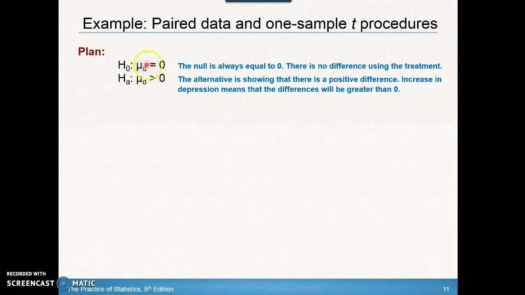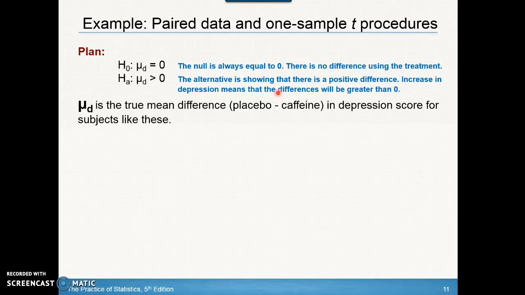Why? Because that's telling your reader that I took a look at the differences and then I'm comparing the differences. That tells the reader what you're doing, okay? And then the alternative, same thing. It can be less than 0, greater than 0, not equal to 0, but it has the same notation. This tells the reader that we're looking at the differences. The alternative is showing that there's a positive difference. What does that mean? There's an increase. An increase in depression means the differences will be greater than 0, because we wanted to check and see if we take caffeine away, if the depression increased.